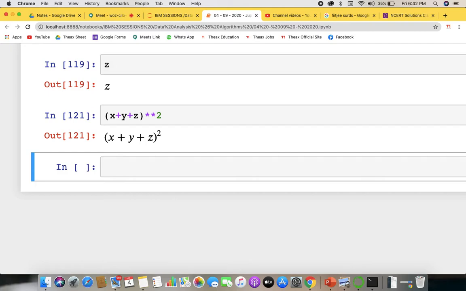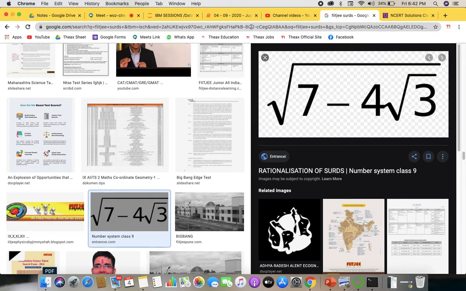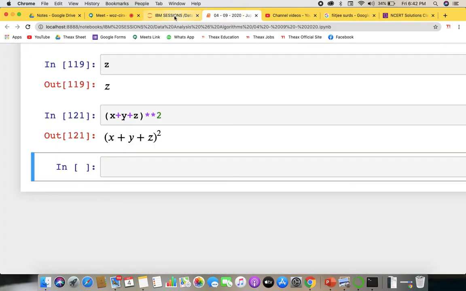It's x square plus y square plus z square plus 2xy plus 2yz plus 2xz. Sure. Okay, Ojas, are you sure this is your answer? Should I lock your answer? So she's saying that the answer should be x square plus y square plus z square plus 2xy plus 2yz plus 2zx, right?